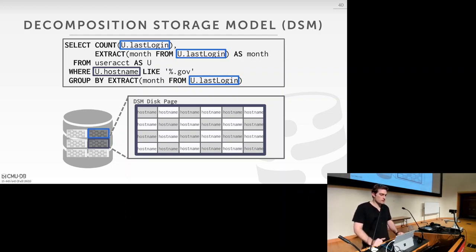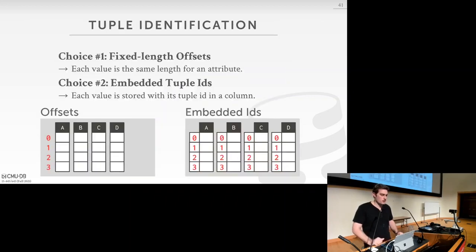Are there any other questions about this n-ary versus DSM trade-off? So the next piece that we need to worry about in the DSM implementation is this: I've told you that we're going to split up the tuples into individual column values and store all the column values together. How do we reconstruct an individual tuple?